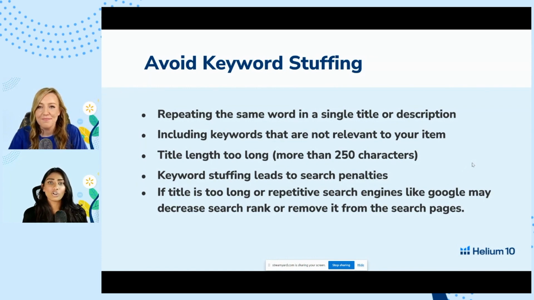You'll want to include also keywords that are really highly relevant to your item. So that means that if you have an instrument that is really for professional players, then that's not really going to be the same as that same exact instrument for kids, right? Get really specific. Make sure that those keywords are really relevant to your actual listing. And then ensure that your title length isn't too long. It's not more than 250 characters. And keyword stuffing can actually lead to search penalties.